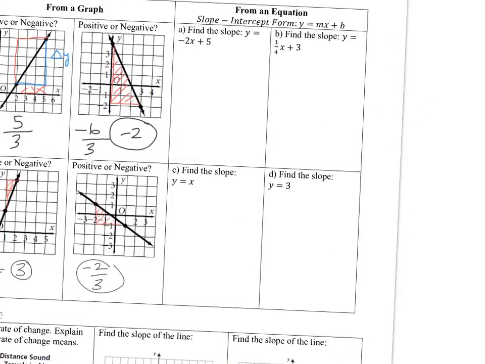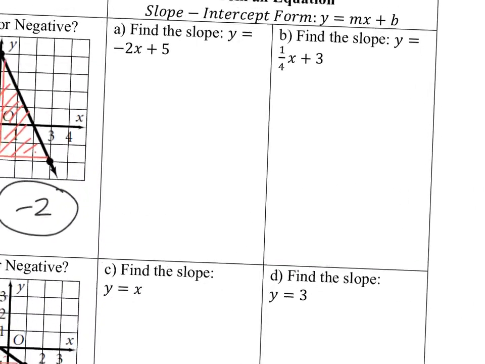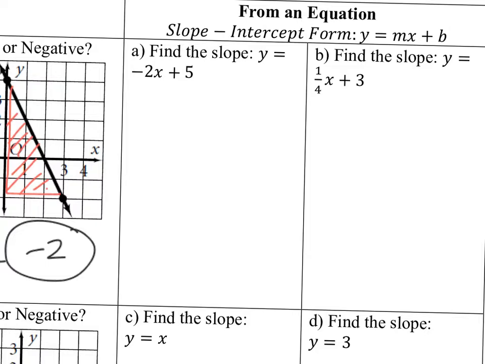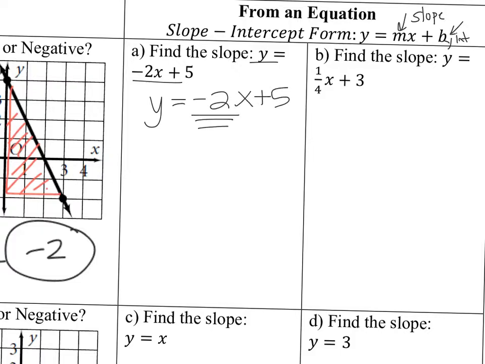You can also find the slope of a line in slope-intercept form. So this is slope-intercept form. You did it in 7th and 8th grade. This m, the number in front of x, is the slope, and this b is the y-intercept. So in order to find the slope, you want to have it written in slope-intercept form. So this one actually is y equals negative 2x plus 5. So the slope is the coefficient of x. So m equals negative 2.